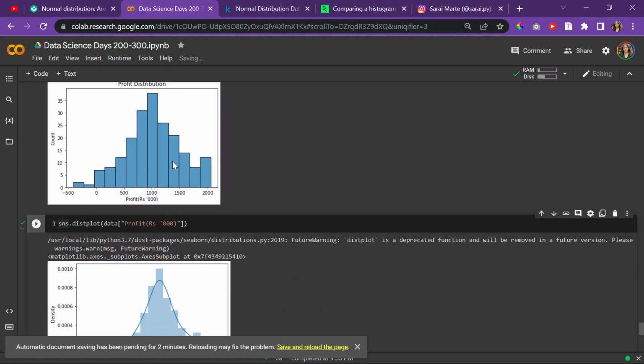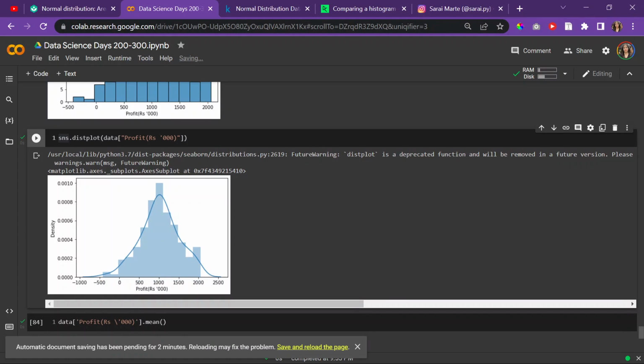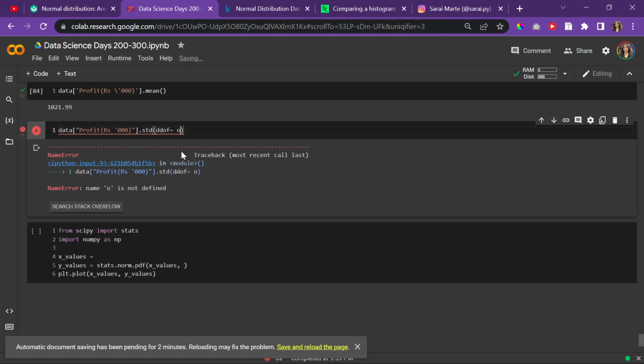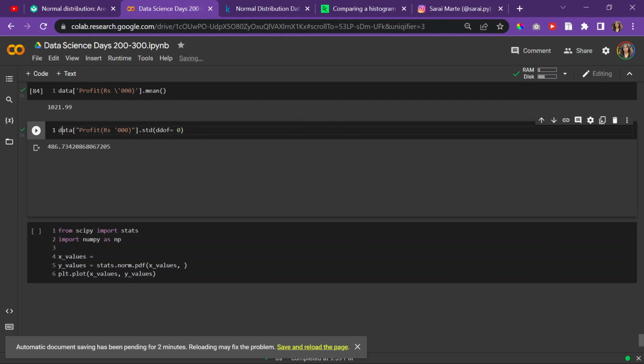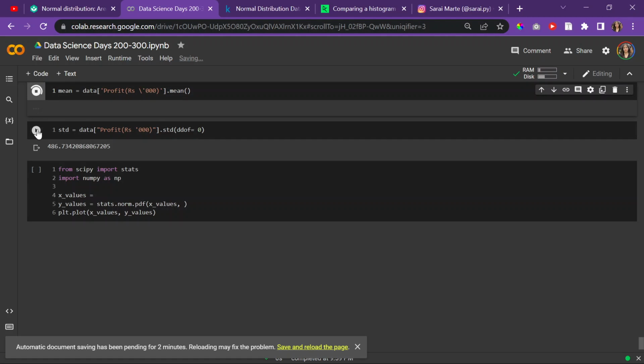So if I'm going to treat it as a population, I don't want 1 to be subtracted from n, because that only happens when it's a sample. So I'll set DDOF equal to 0 and use that standard deviation. What? Oh, I put O instead of 0. Okay, so I'll set that equal to my standard deviation, and I'll set this mean equal to my mean.